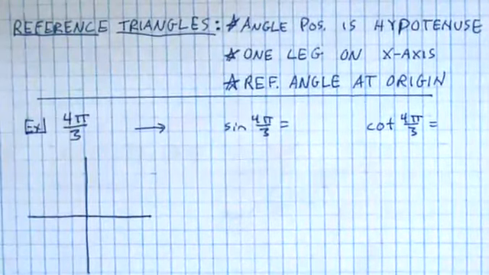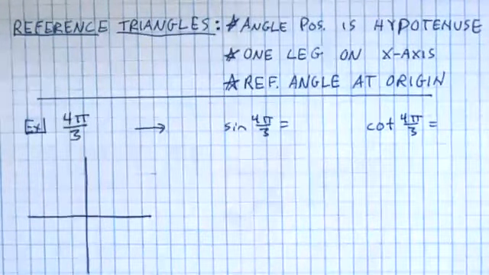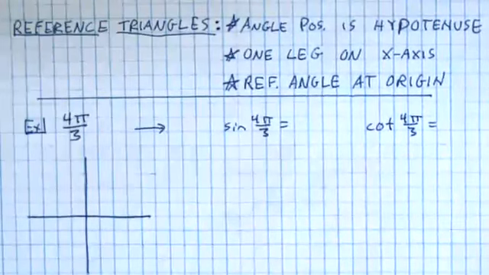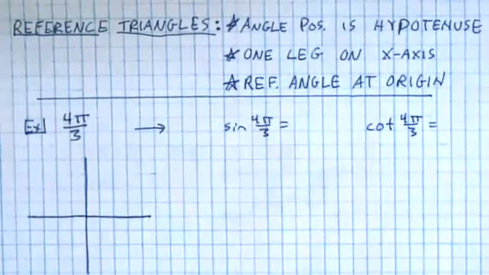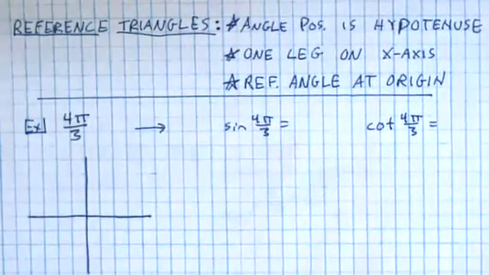One of the legs has to be on the x-axis. A very common initial mistake that people make is they'll draw their reference triangle attached to the y-axis instead of the x-axis. It's going to cause you some problems. And then your reference angle is going to be at the origin.